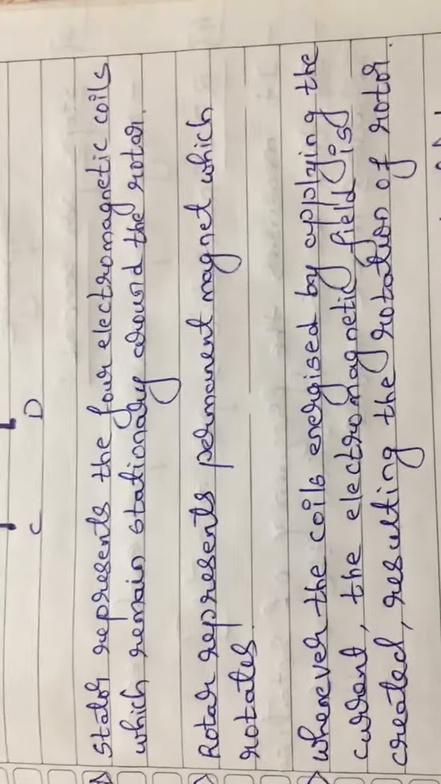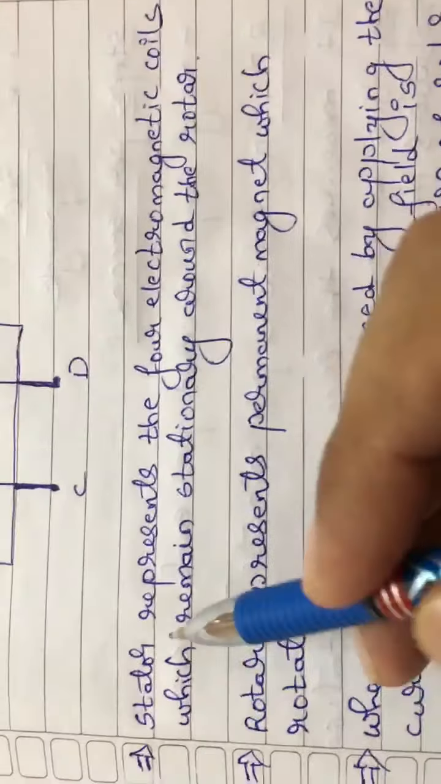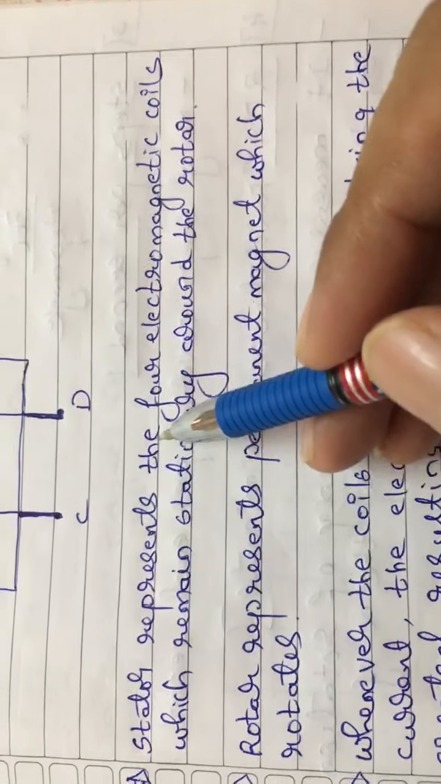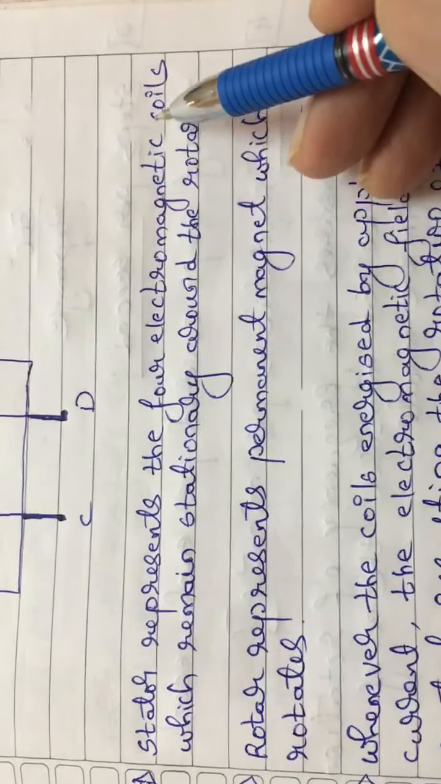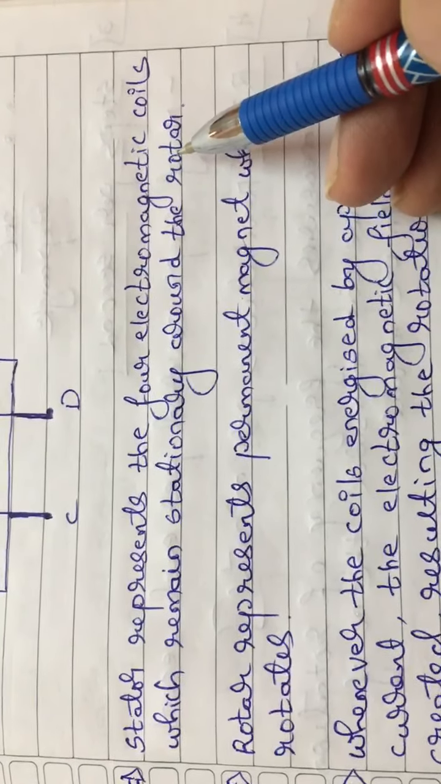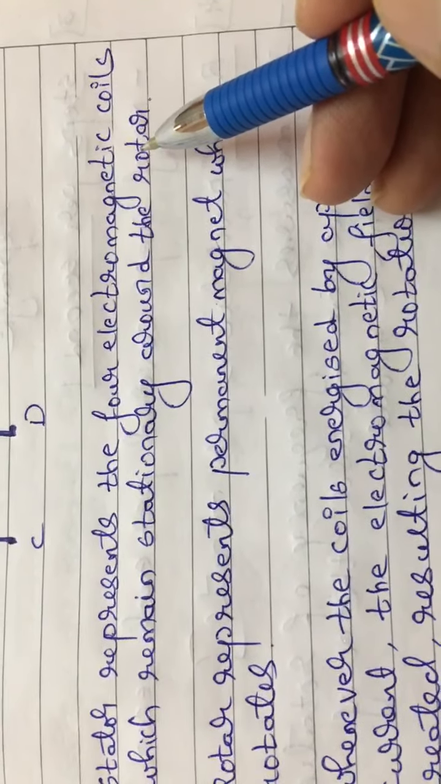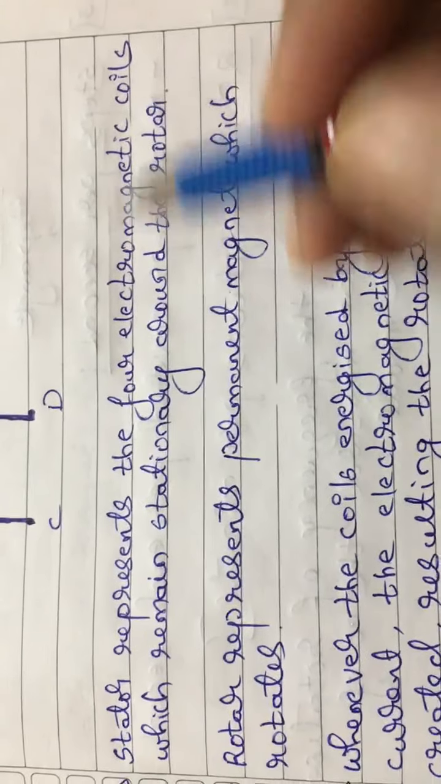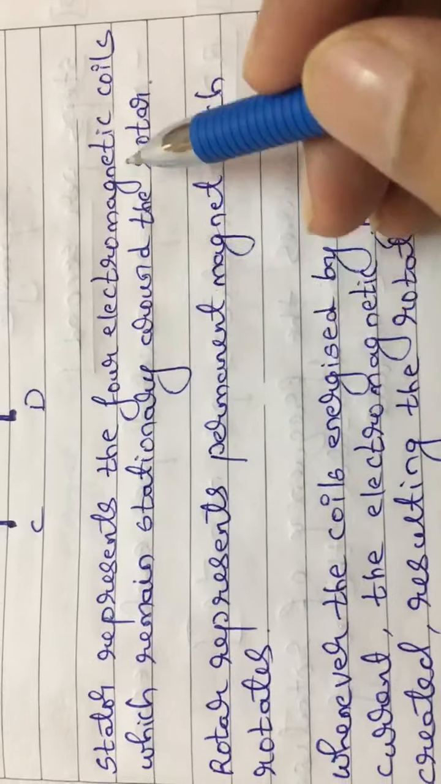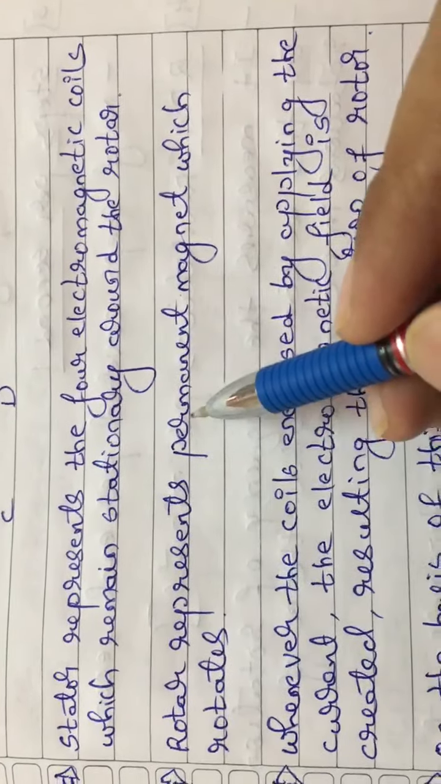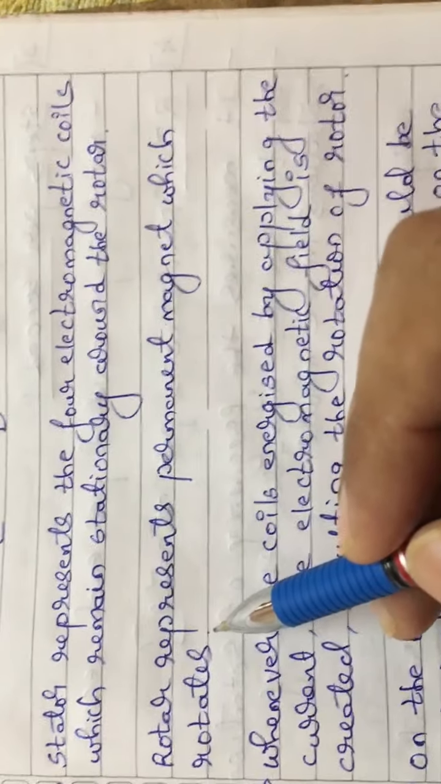Now we'll see what is the function of stator and what is the function of rotor. Stator represents the 4 electromagnetic coils which remain stationary around the rotor. As I said, there will be 4 coils. Those 4 coils are nothing but the electromagnetic coils which remain stationary around the rotor. Then what does the rotor represent? Rotor represents a permanent magnet which rotates, right?